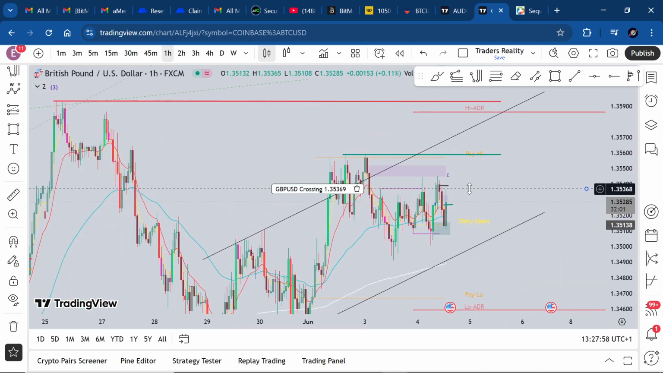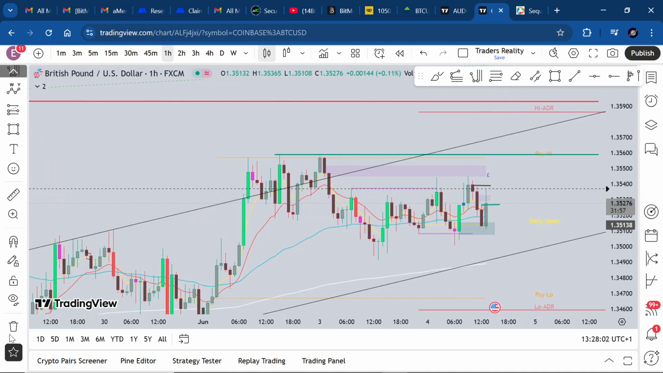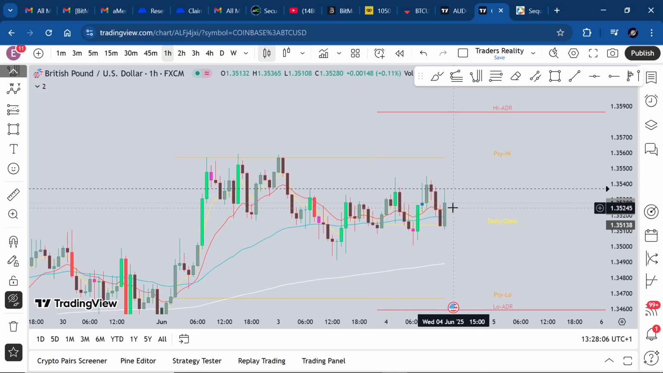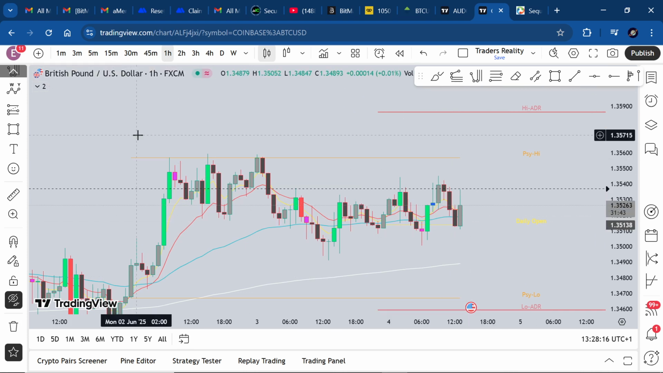If we're looking at price at the EMAs, we're closing above, or we are above, the 50 EMA and the 13 EMA. What we would like to see now is a close above these EMAs and a continuation to the upside.